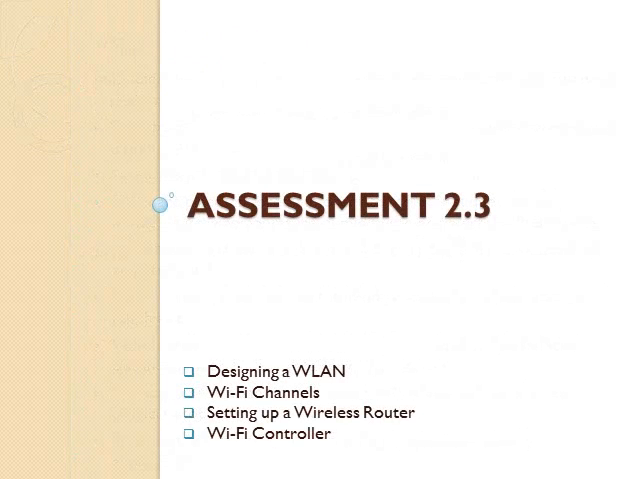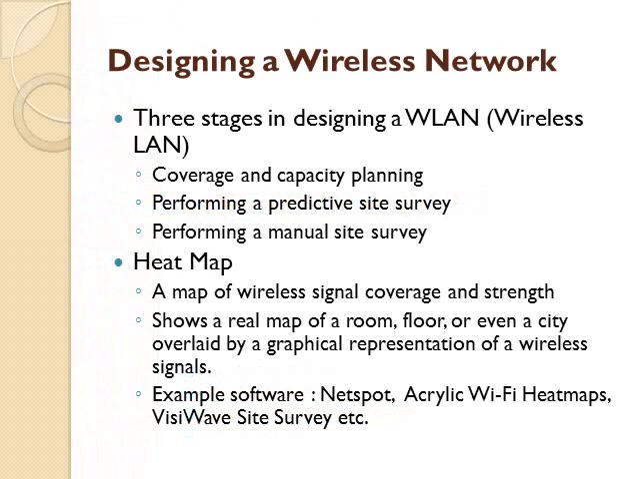Here we move to the assessment 2.3 that basically covers how to design a wireless LAN, what are the Wi-Fi channels, and then how to set up the wireless router. It is done on site and which requires physical walkthrough of the environment that is being surveyed. So this is a bit costly, because of the administrative overhead required.